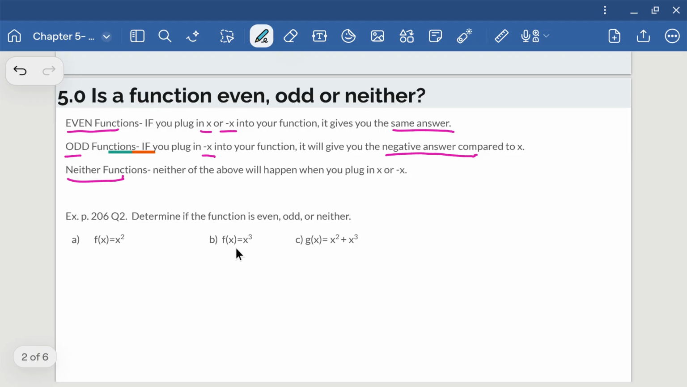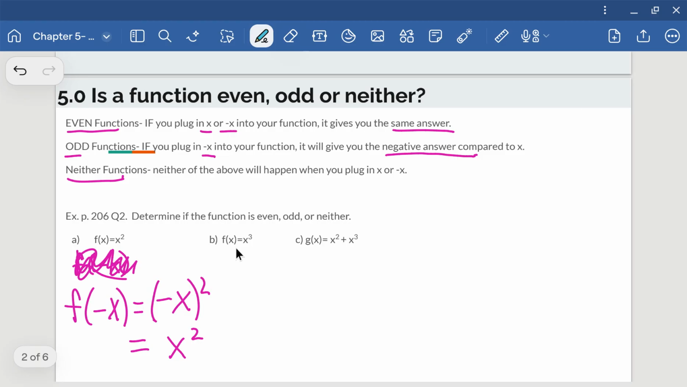So for instance, looking at these three functions, if I have f of x, I already know that will equal x squared. If I plug in f of negative x, you get negative x squared, and we know if you square a negative, it will be positive. This will just equal x squared. So the fact that we get out the very same thing makes this an even function.